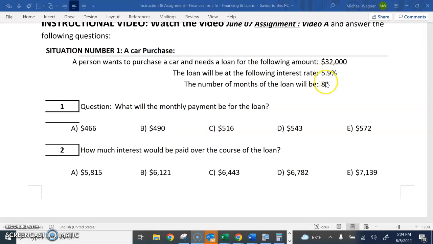So then we have to convert those years to months by multiplying by 12. But basically, in all these problems, I gave you the amount of time in months. So all you have to do is use that figure. So how do we figure out a monthly payment for a situation like this?